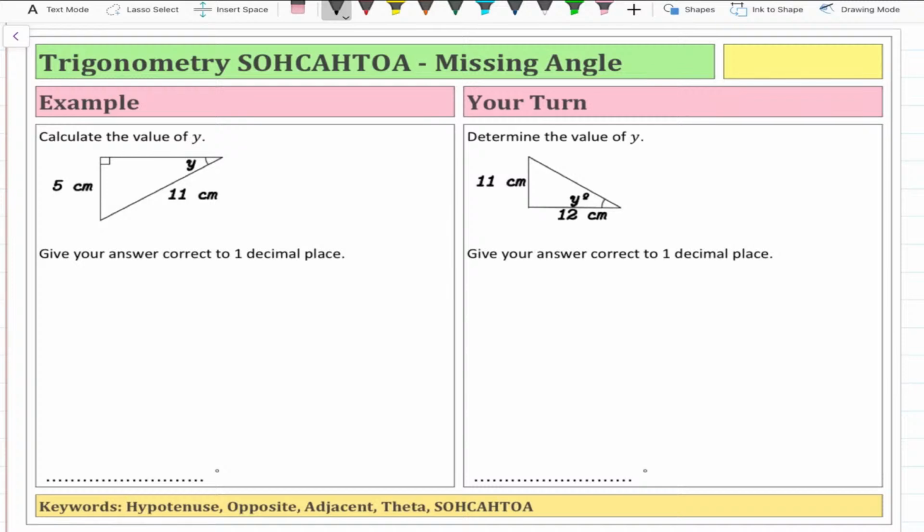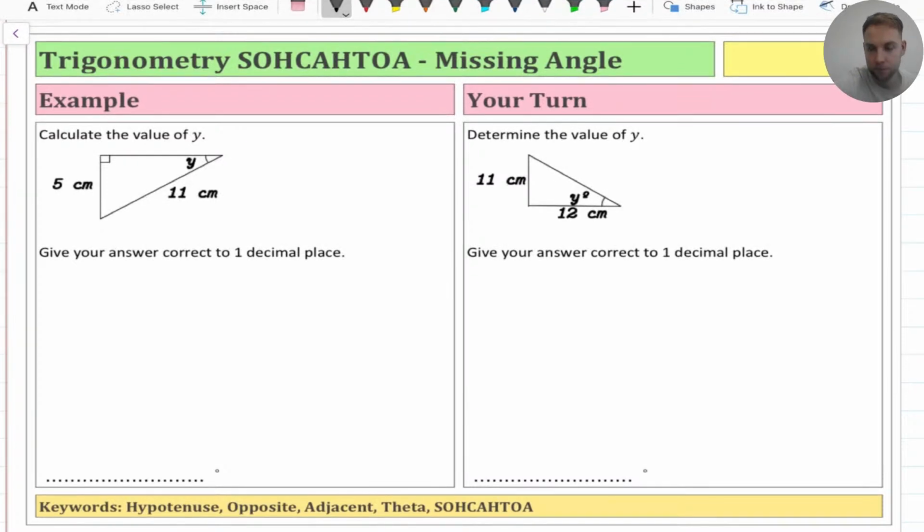So I'm going to start going through it now. If I look at this, the first thing I always need to do is to label my triangle. So opposite my right angle is my hypotenuse. Opposite my angle is my opposite. And between the angle and the right angle is my adjacent. Okay, that's my first step.